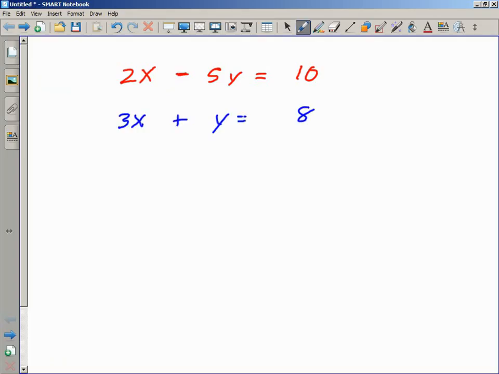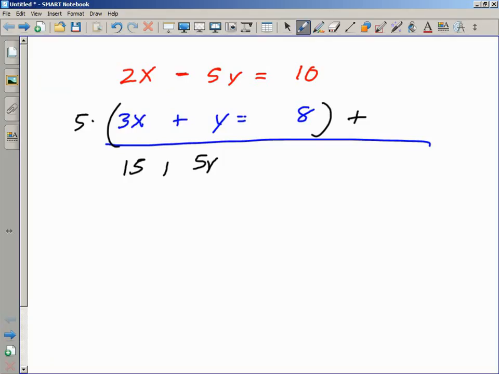All I've got to do is multiply this guy times 5 and add the 2, right? You agree with that? And then as soon as I do that, I get a 5y down here. I get a 15x plus 5y is equal to 40. But what happens to my 5y's? Cancel each other out. And then I'm left with 0y. So I can solve this either through substitution or by multiplying and then adding.